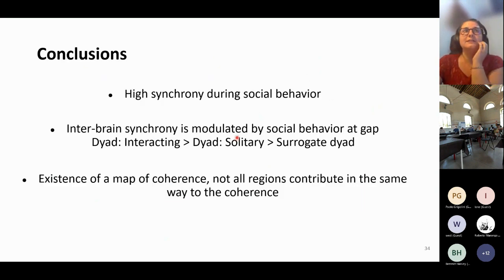In conclusion, during this experiment and this first preliminary analysis, we observe an increase in high synchrony during social behavior, and this interbrain coherence is modulated by the type of social behavior at the gap. So we measured coherence during the interacting dyad and compared it to the solitary dyad, and we don't observe an increase of coherence during the surrogate dyad. Also, when we analyze the different brain regions, we observe the existence of a map of coherence. So maybe not all of the regions contribute in the same way to the coherence.